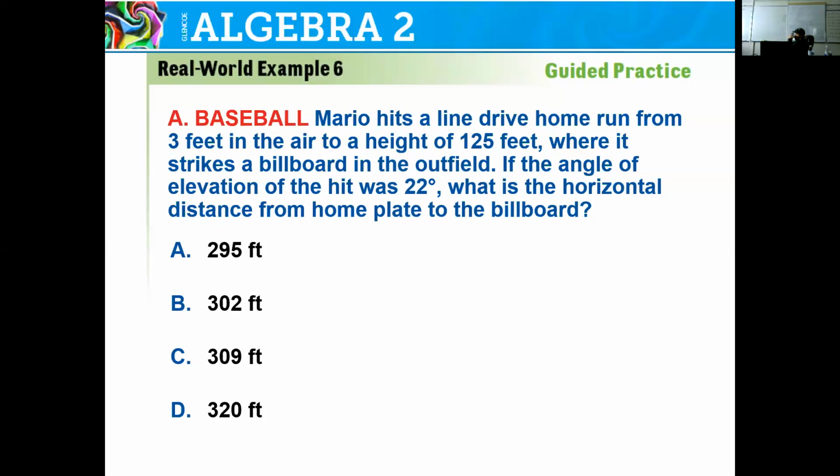Here, we just have to draw a diagram. It says Mario hits a line drive home run from 3 feet in the air to a height of 125 feet, where it strikes a billboard in the outfield. The angle of elevation of the hit was 22 degrees. What is the horizontal distance from home plate to the billboard?